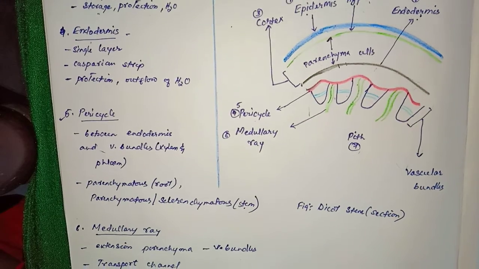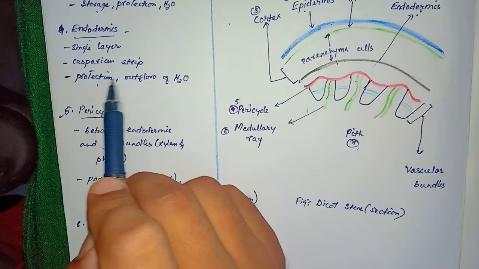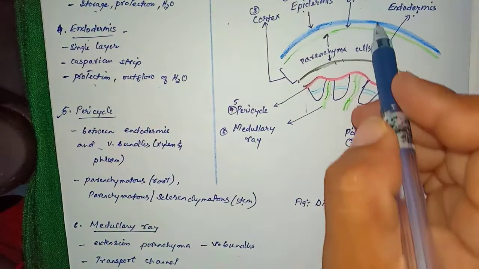The main function of endodermis is to provide protection to the internal tissues of the plant and also prevent the outflow of water from the inner to the outside of the cell.